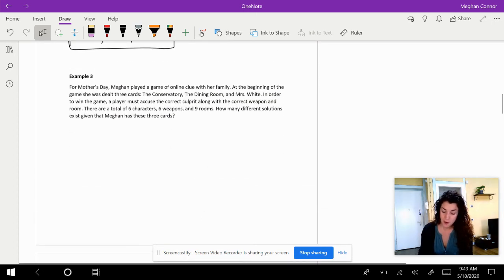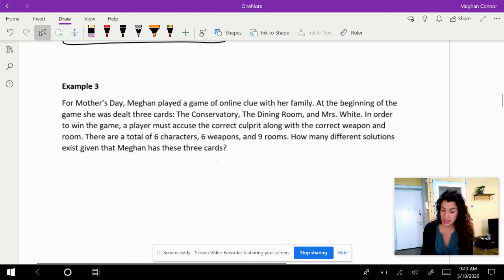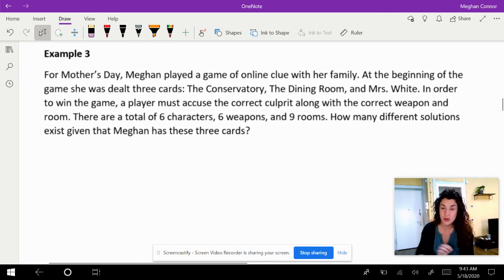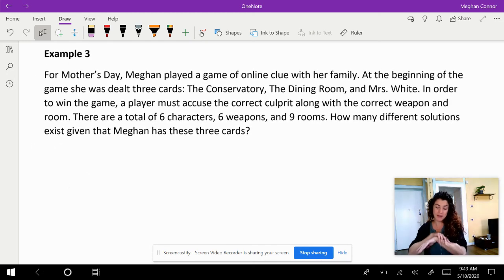Okay. For Mother's Day, my family and I played a game of Clue. At the beginning of the game, I was dealt 3 cards: the conservatory, the dining room, and Mrs. White. For those of you who don't know Clue, it's a board game where you have to guess the culprit along with what room they were in, because they murdered somebody. So you have to figure out who did the murder and what room they were in and what weapon they used. And it's a game that my family and I played all the time when I was little.